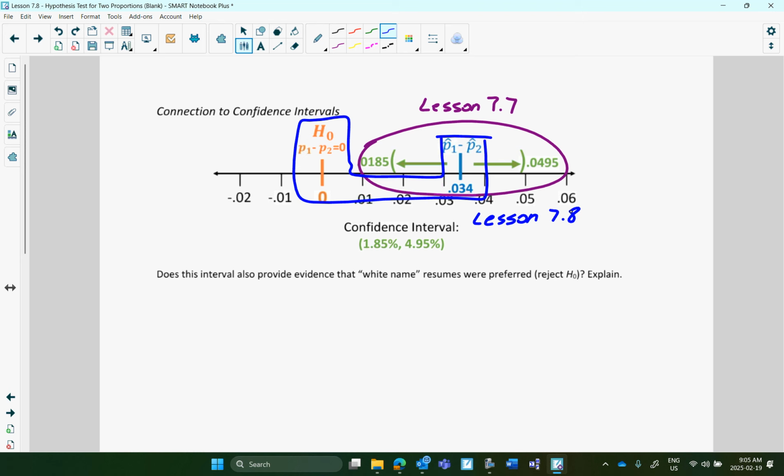And then you know what we just concluded from these. So does the interval provide? Yeah, of course, yes. Because all differences, and when I say differences, I mean white minus black, are above zero, greater than zero, however you want to say it. Okay.